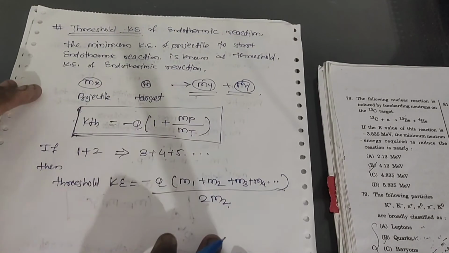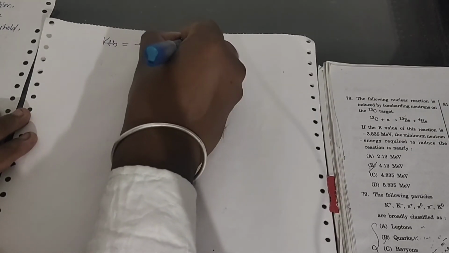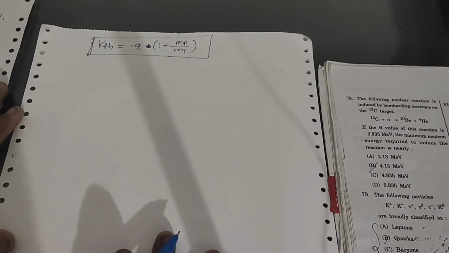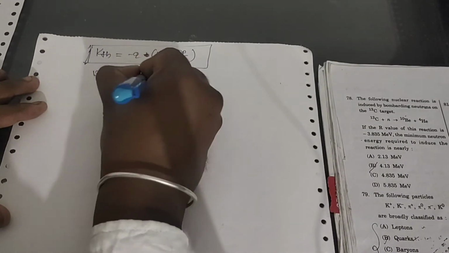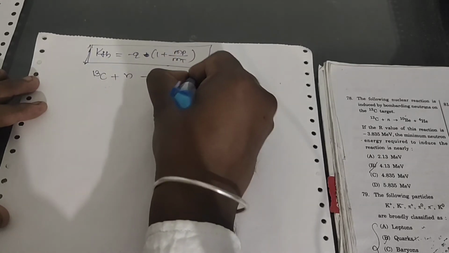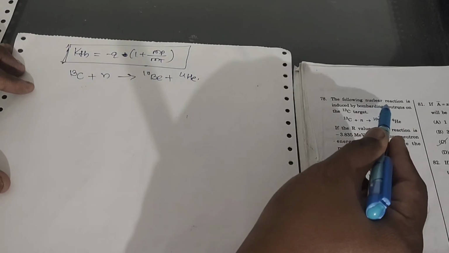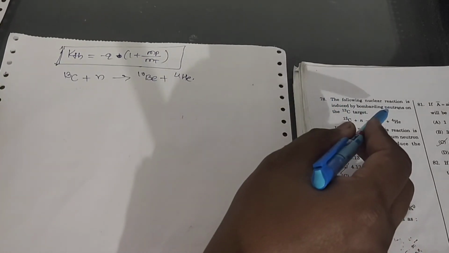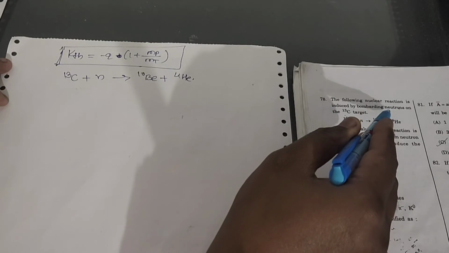Now we are going to use this formula. Just remember, the formula is KTH equals minus Q into 1 plus mass of projectile upon mass of target atom. This is our formula to find minimum energy. So we are going to discuss our reaction. Our reaction has been given as 13C plus neutron goes to 10 beryllium plus 4 helium. In the question, they said the following nuclear reaction is induced by bombarding neutrons on the target carbon. It is directly given that neutrons are the projectile bombarding the target. It means our target is carbon and our projectile is neutrons.